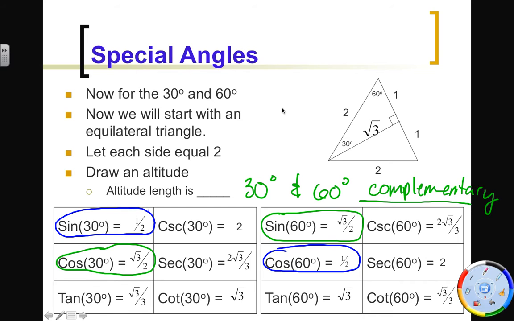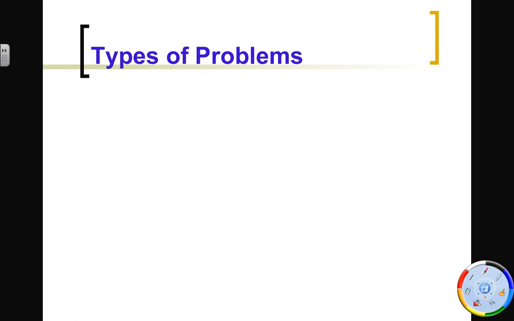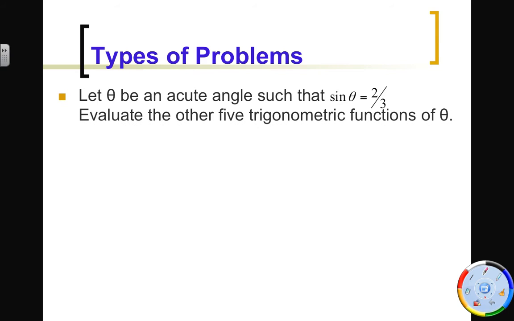All right, so moving forward, a couple little things that we're going to be asking you to do in this particular lesson. We're going to let theta be an acute angle such that sine of theta, remember we're dealing with only acute angles right now. We'll get into the bigger angles later. We're saying that sine of theta is equal to 2/3, and you're going to need to evaluate the other 5 trigonometric functions of theta. Well, we just need to use what we know about sine. Sine is opposite over hypotenuse.